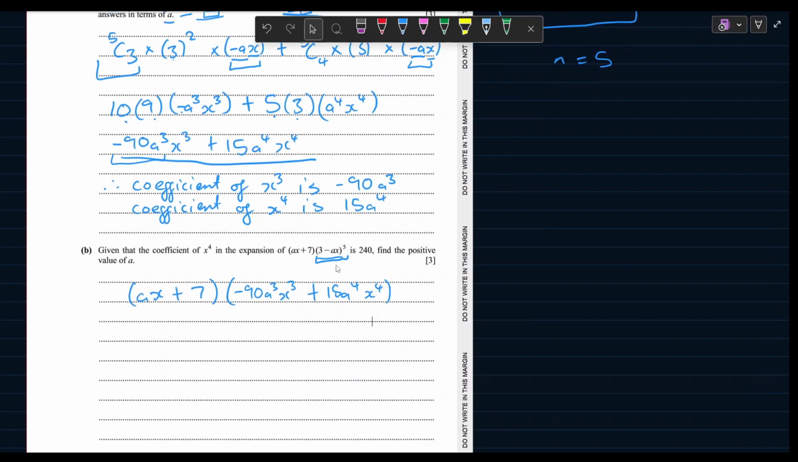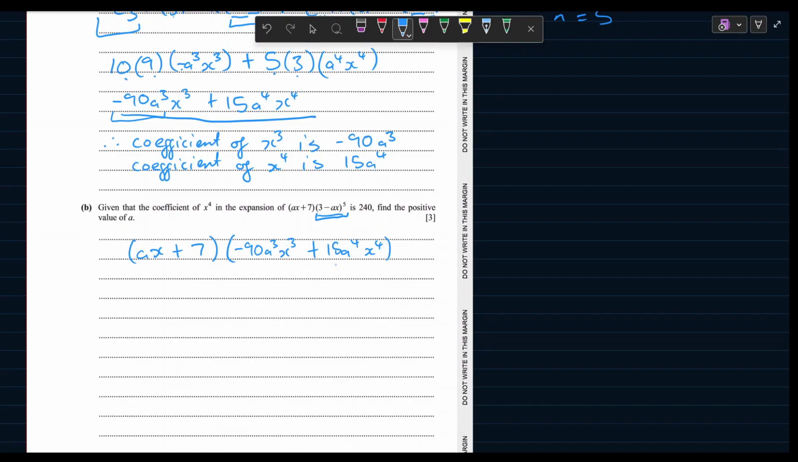All right. So the question is asking us to find the term in x to the 4 when you multiply this bracket to 3 minus ax to the 5. So what you have to think of is which terms from this first bracket can I multiply to terms in this bracket to end up with something in x to the 4. So for example, I can multiply ax with the term in x cubed here, and I'm going to end up with the term in x to the 4.